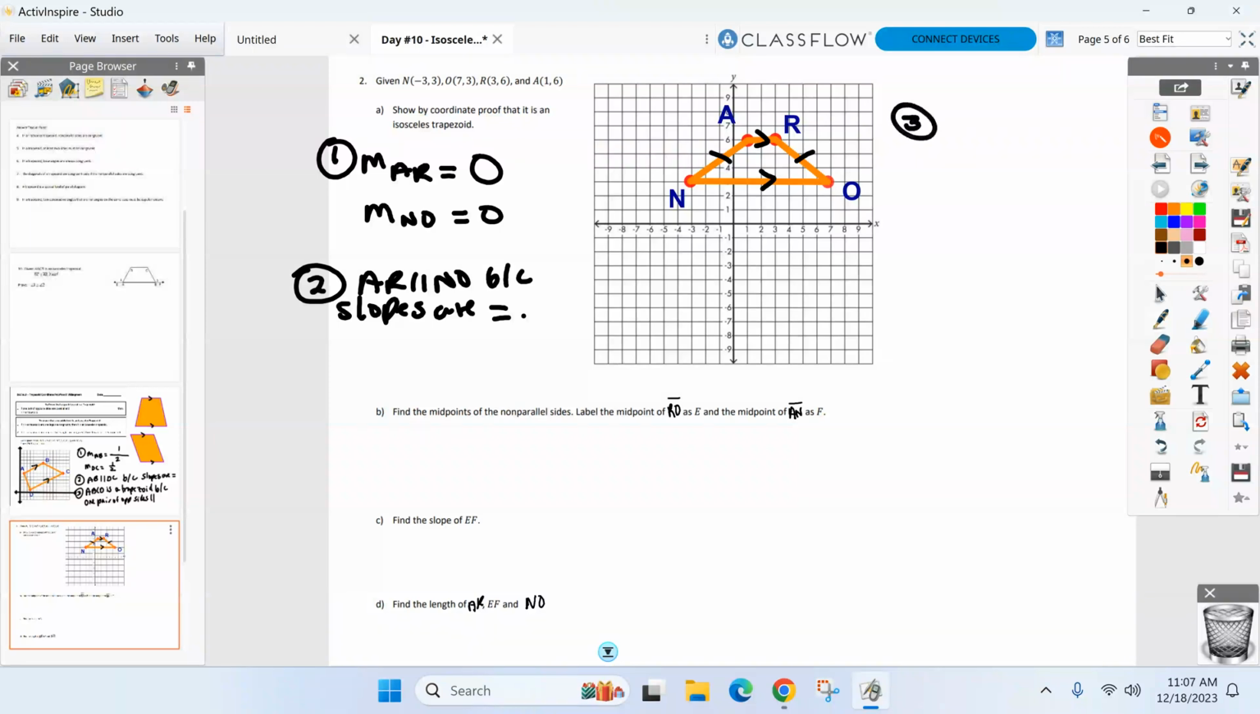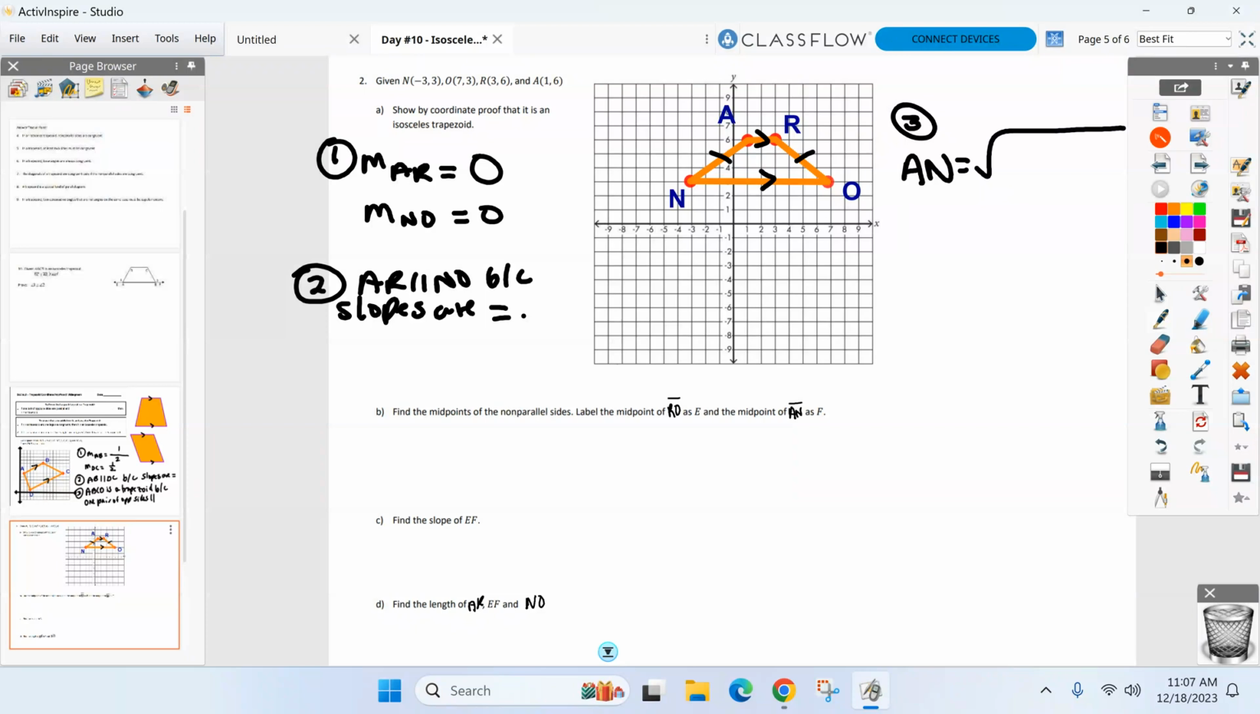We know those are parallel. Now we have to show the legs are congruent. So what formula am I going to need now? Distance formula. All right, so this is the first coordinate proof we've done together where we've used both formulas. So let's go on, I'll go AN first.